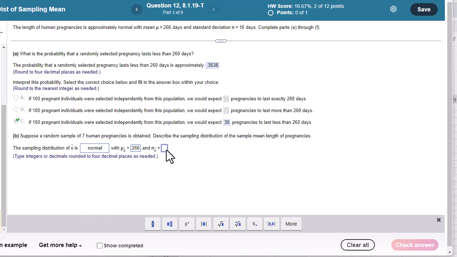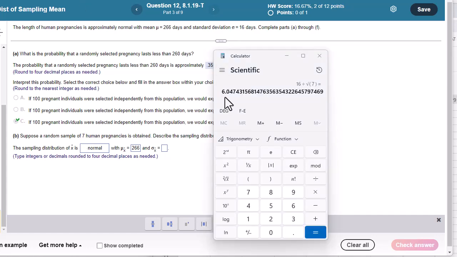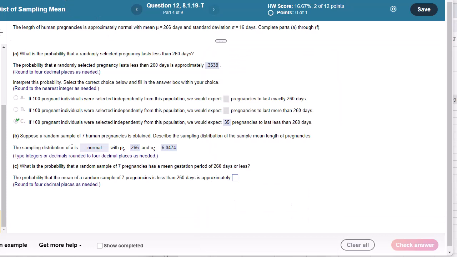And recall, the standard error, the standard deviation of the sample means, is sigma, 16, divided by the square root of n, in this case 7. And when we do that, rounded to four decimal places, we get 6.0474. And again, I recommend drawing these out, particularly when you're first learning them. Draw this out and then use the tool.